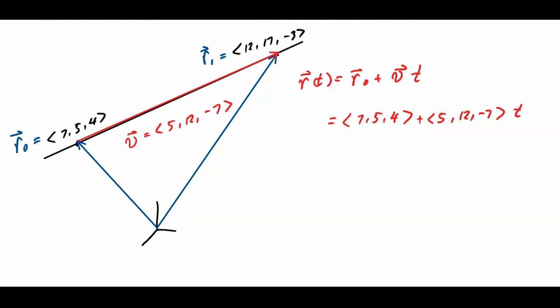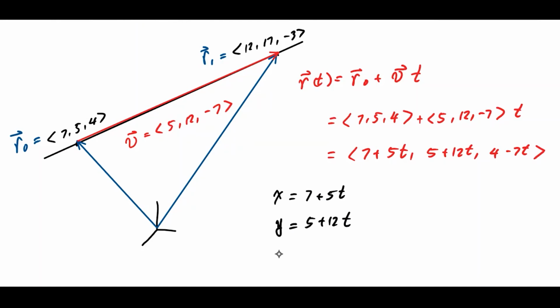You get it? And if you want to create a parametric equation, this becomes 7 plus 5t, and 5 plus 12t, and 4 minus 7t. How about that? So that gives us our parametric equations. X is equal to 7 plus 5t, and y is equal to 5 plus 12t, and z is equal to 4 minus 7t. How about that? Good.